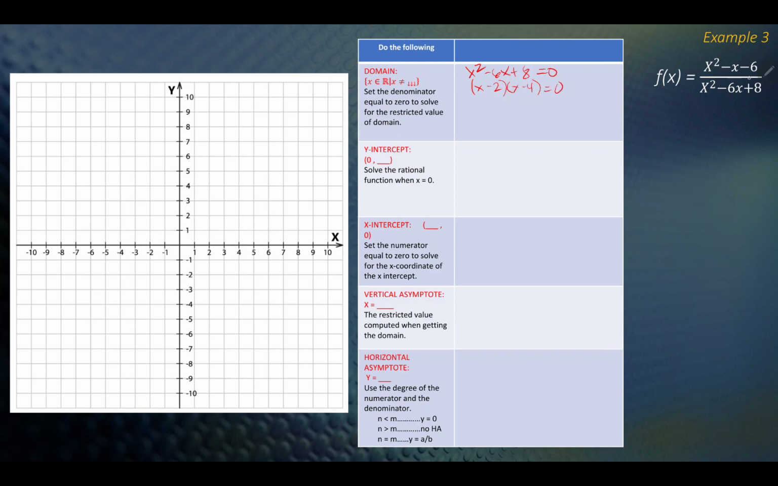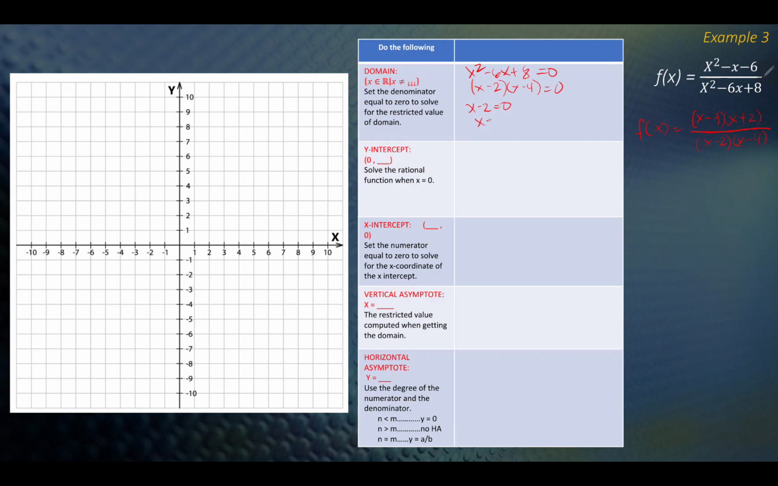Parang parehas silang pwedeng i-factor, no? Try natin, baka pwede natin silang i-simplify, baka may parehas na factor. This is x minus 3, this is x plus 2. And then, the denominator is x minus 2, then x minus 4. Wala. Kasi if ever na meron dyan parehas na factor, pwede natin siya i-simplify para mas maging madali yung ating graph. So, dahil wala, tuloy natin itong domain.